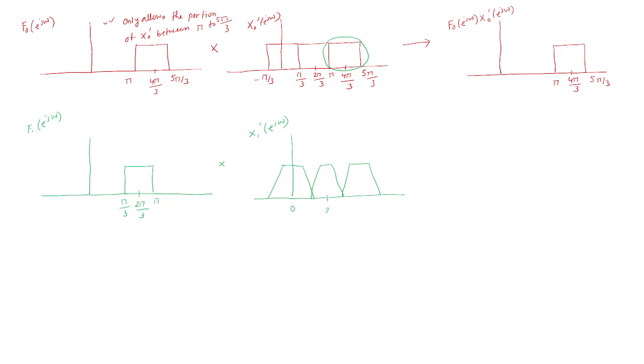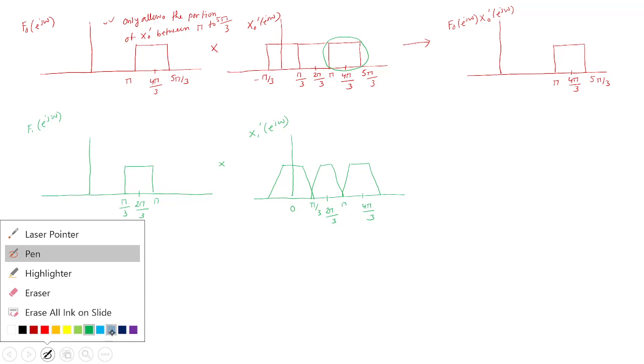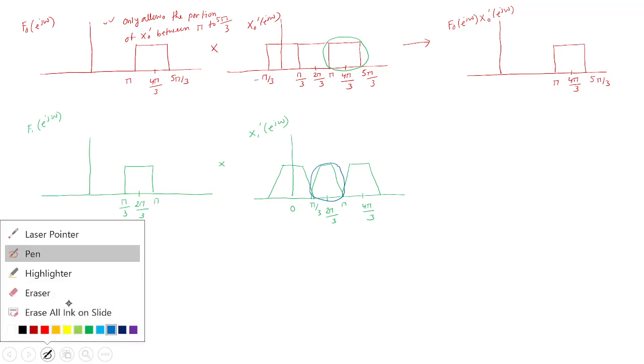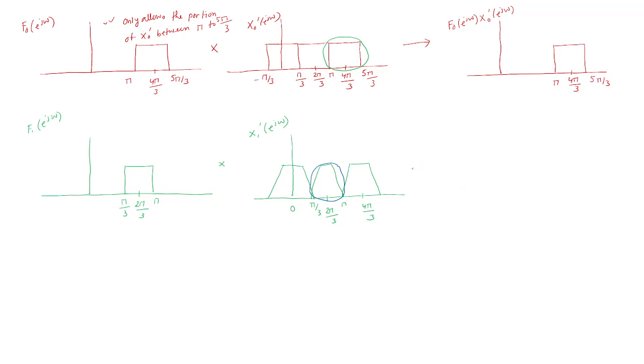Zero, 2 pi by 3, 4 pi by 3, pi by 3. So when you pass x1 dash of n through this filter f1, it is only interested, as shown in the previous example, in this part of spectrum and discards the rest. So you obtain something like this.